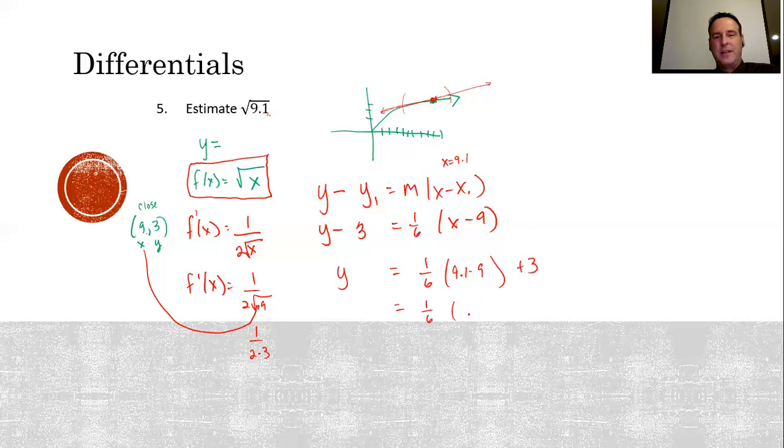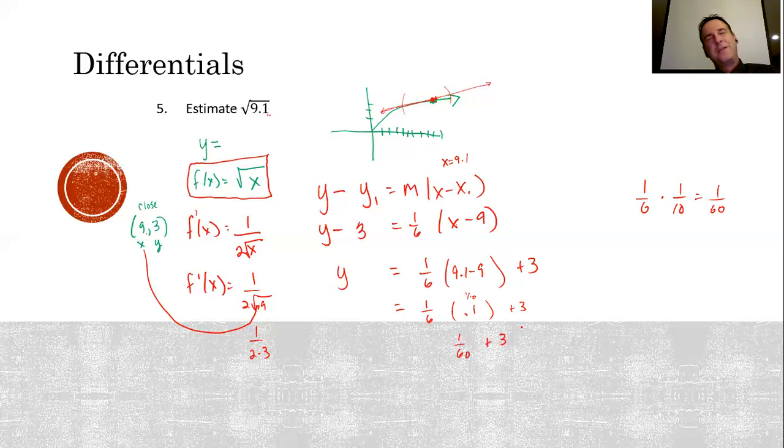So 1/6 times 0.1. Now, I can write 0.1, or I could write a 10th. That's the same thing. All right, so 9.1 minus 9 is 0.1, or 1/10. And a 6 times a 10th, I'm going to put this off to the side, is a 60th.